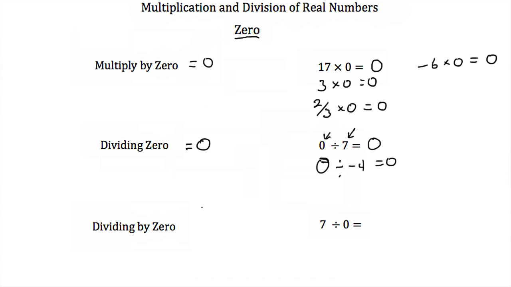Now lastly, what happens when you divide by 0? If we take 7 and divide it by 0, that doesn't really make any sense. You can't divide 7 by 0. You can divide 7 one time, you can divide 7 2 times, but you can't divide 7 0 times. So anytime you divide by 0, you have an undefined answer. So anytime you see anything divided by 0, it's considered undefined.